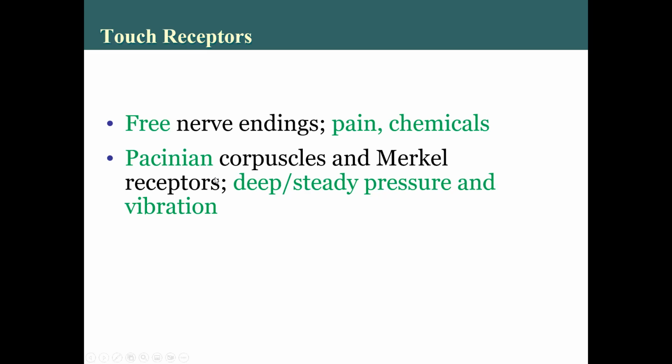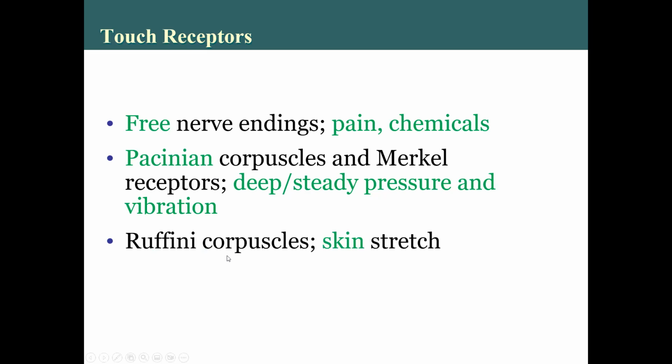The Pacinian corpuscles, on the other hand, are slower to adapt. And they're saying, are you still holding onto this object? How much pressure is on the hand? Are we going to drop it? Or are we going to let it go? Okay, Ruffini corpuscles are found in the skin, and they sense skin stretch. How much is the skin stretched out?